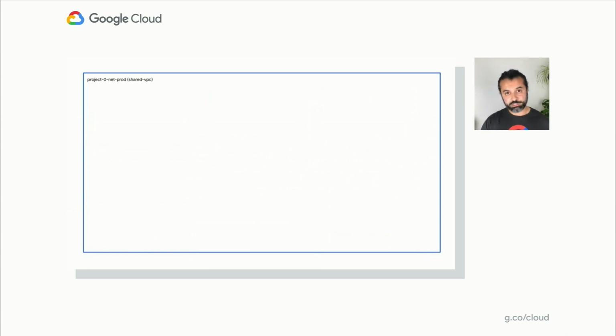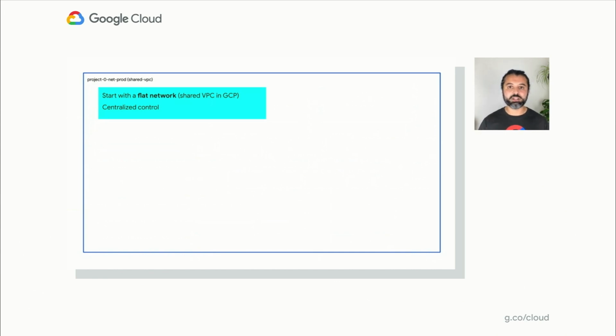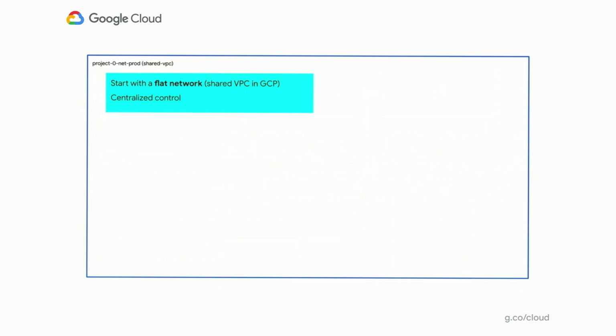So everything starts with a network. And what we want is a nice flat network. It makes communication between pods and other services much, much easier. And we want to wrap that into a single network. In Google, we have a concept of a shared VPC that can be shared to other projects.